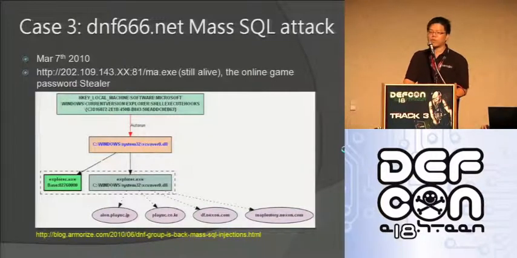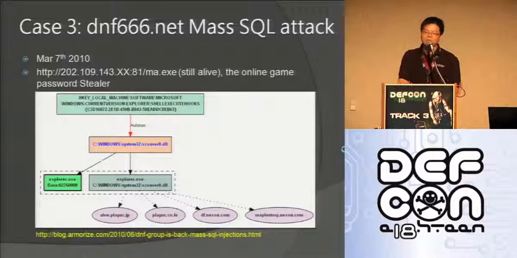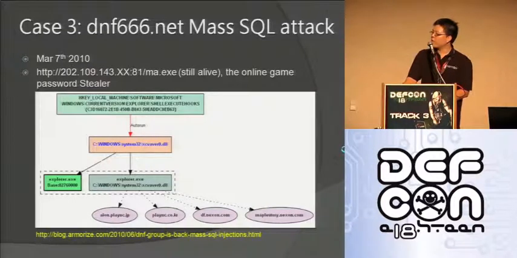Case number 3 is the DFN666.net samples that we collected a few months ago through the mass SQL injection attack that has been launched recently, starting in March. In this massive SQL injection attack, the malware uses a ShellExecuteHook, meaning that it will affect your Explorer, so that once you get infected, it will try to connect to all these online games and then try to steal your username and password for these online games.